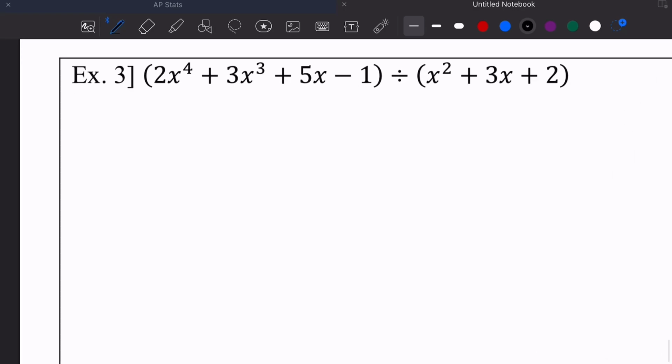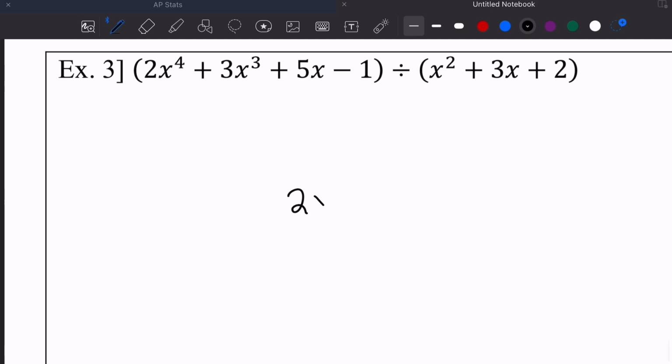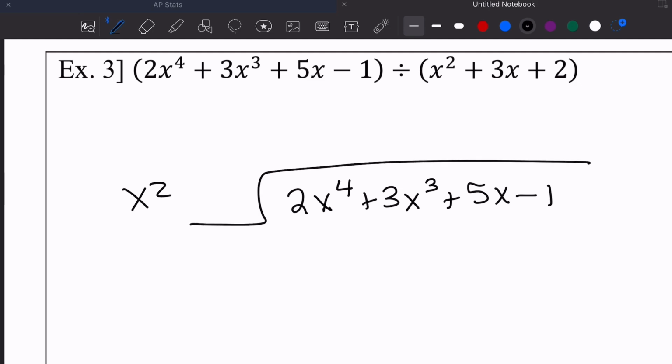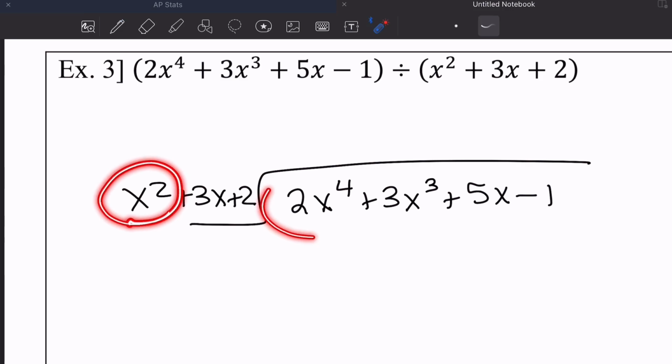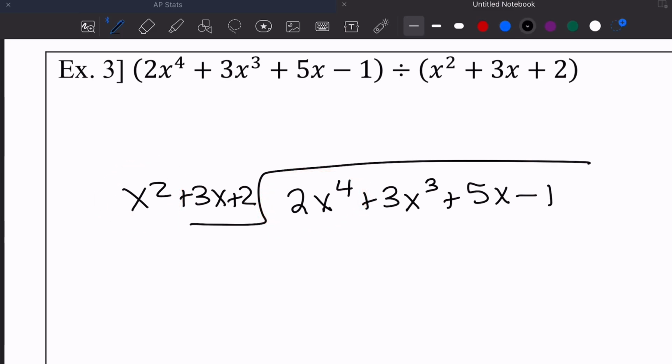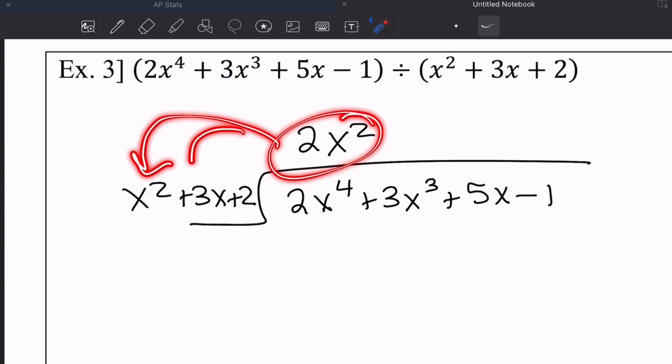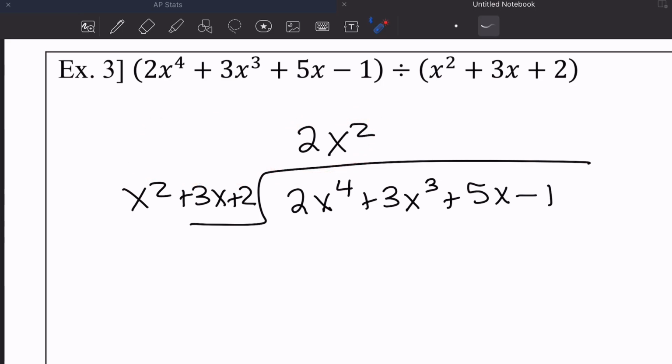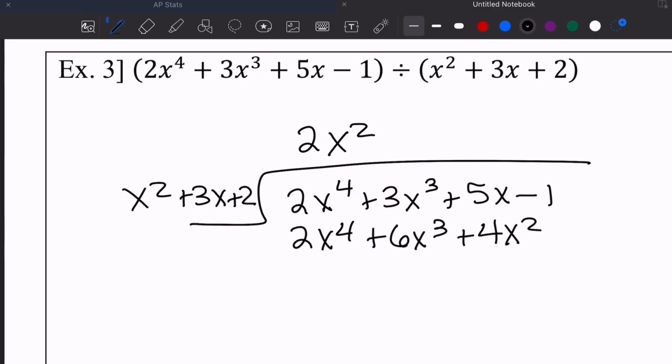Okay, number 3. I'm going to write 2x to the 4th plus 3x cubed plus 5x minus 1, and I'm going to divide it by x squared plus 3x plus 2. So first, I need to see what I need to multiply x squared by to get 2x to the 4th. Well, I would multiply it by 2x squared. And then I take that 2x squared and multiply it to every term on the outside. So I get 2x to the 4th plus 6x cubed plus 4x squared.